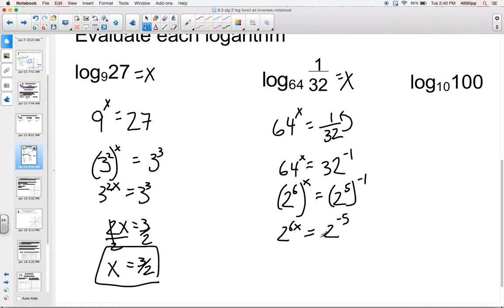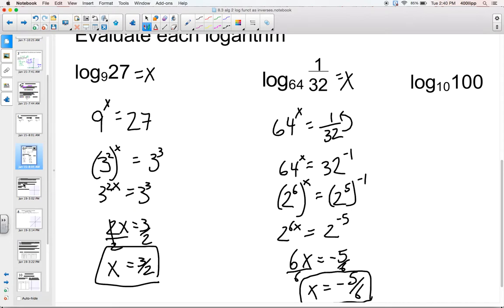Now we have the same base, so now we set the exponents equal. We have 6x is equal to negative 5. We divide both sides by 6 here, and therefore we get x is equal to negative 5 over 6. We can plug this in. Negative 5 over 6, you can plug that in here and see if you get 1 over 32, and you will. And whenever one is a whole number and one is a fraction, you know that you're going to come out with a negative value here in the end.